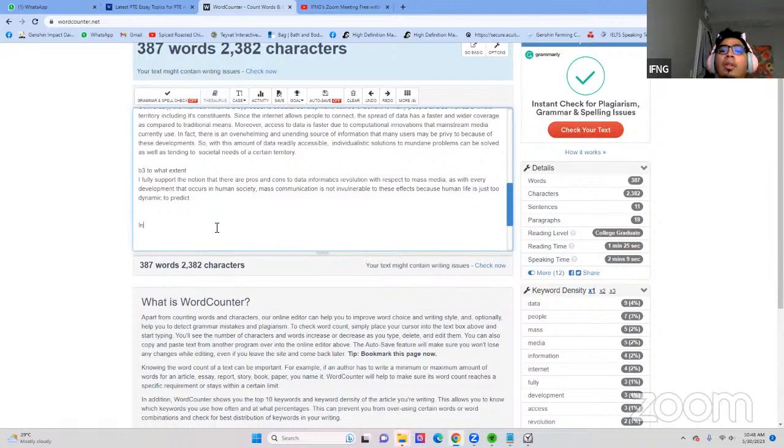In conclusion, although there are pros, although there are some who think negatively about the current changes in mass, large scale communications.